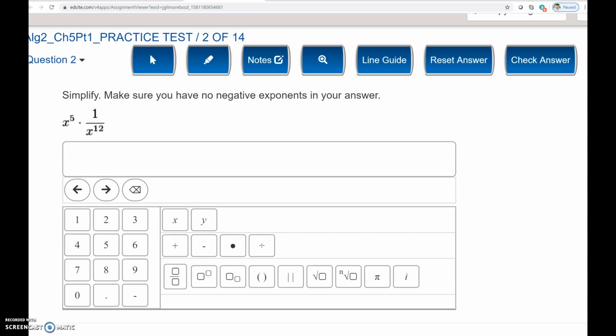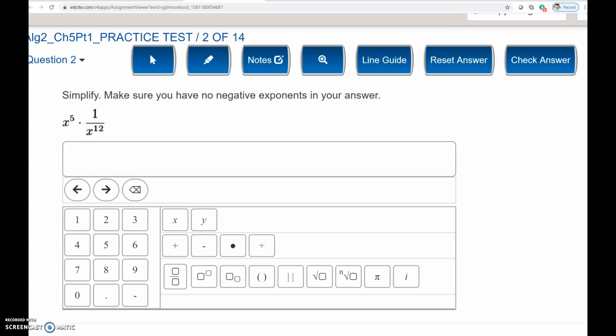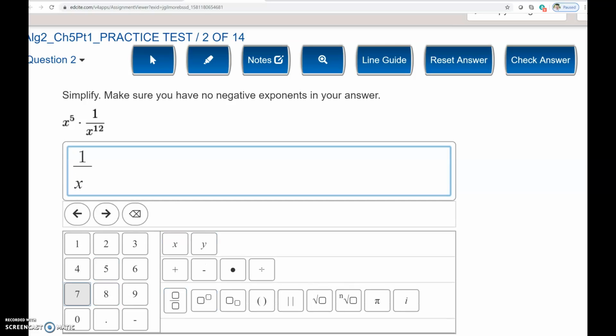Okay, the next question. A lot of people were a little bit confused about the format of this question. This is x to the 5th over x to the 12th. So really, this is just a fancy way of saying x to the 5th over x to the 12th. Don't let the formatting of that freak you out. We would subtract to get x to the negative 7th. So this is 1 over x to the 7th. So fraction bar, 1 over x to the 7th.